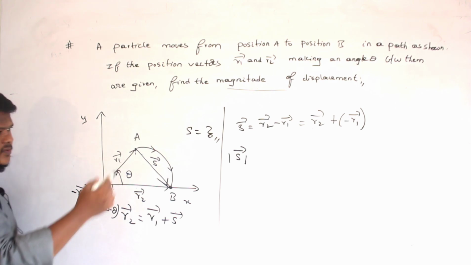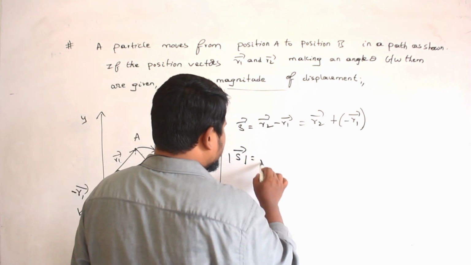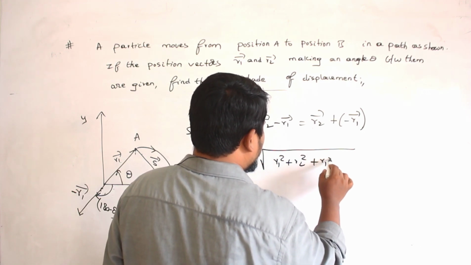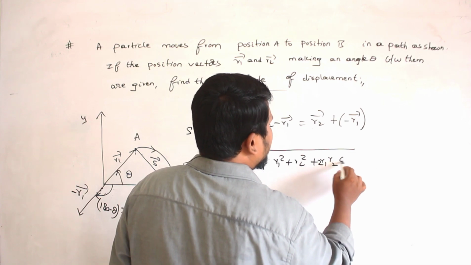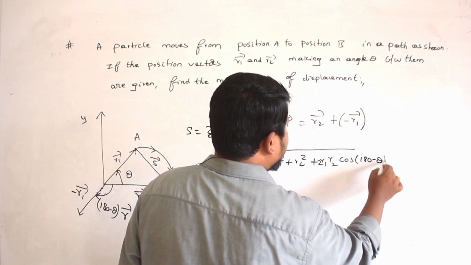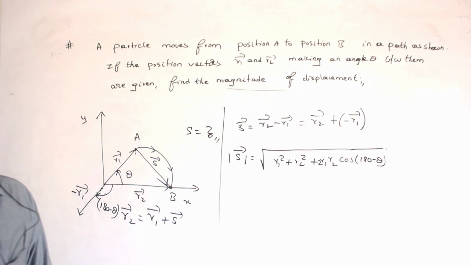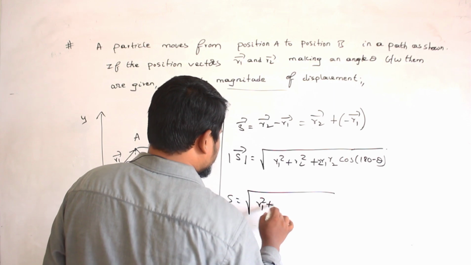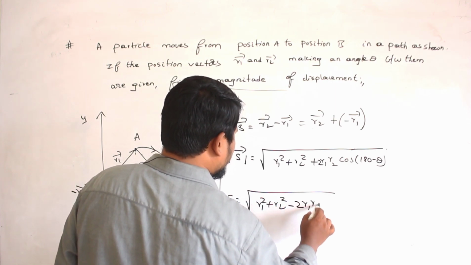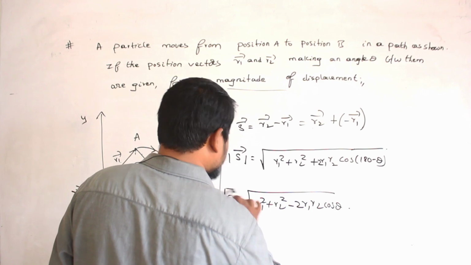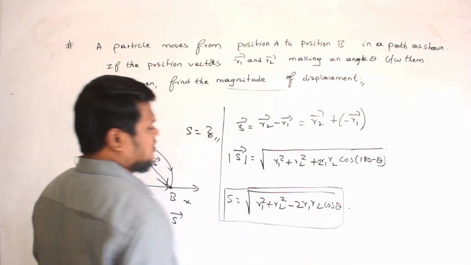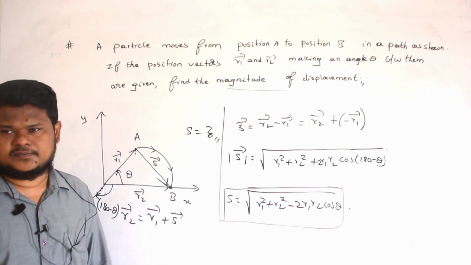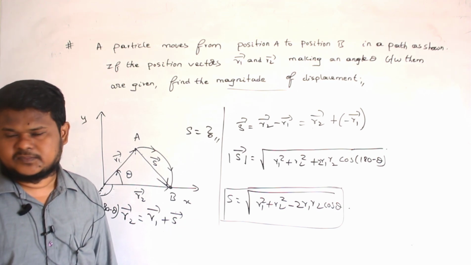Okay? So therefore the resultant is equal to square root of R1 square plus R2 square plus 2 R1 R2 cos 180 minus theta. Cos 180 minus theta is minus cos theta. So therefore S is equal to square root of R1 square plus R2 square minus 2 R1 R2 cos theta. So this is the magnitude of the resultant, or the magnitude of the displacement travelled by this person. That's all, very simple. Have you understood?